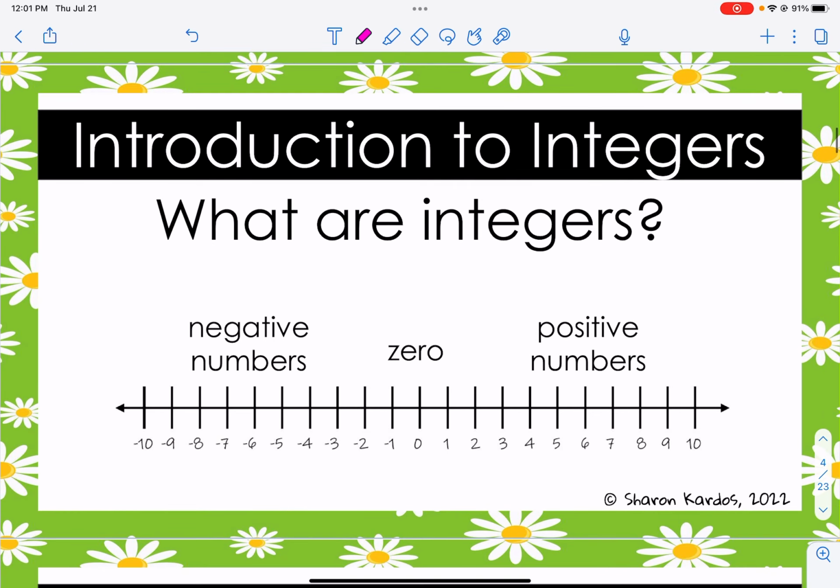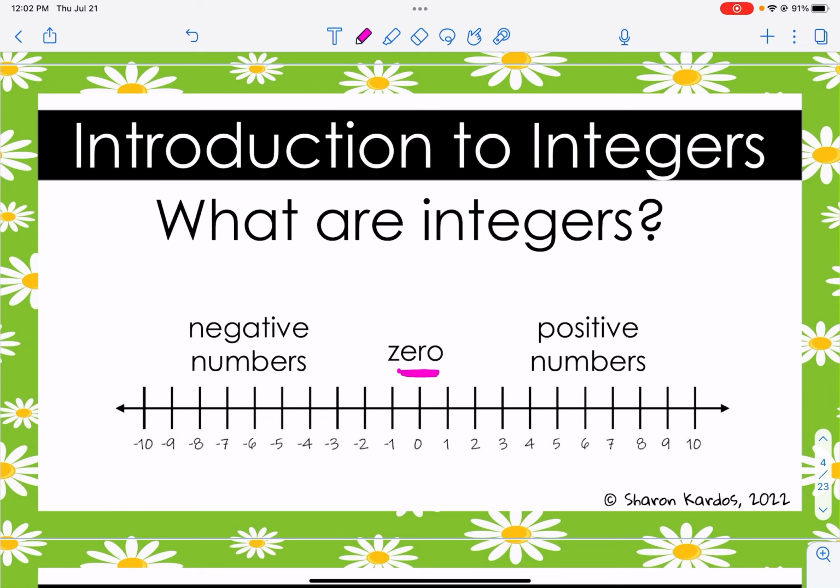If you're a visual learner, here is a graph that may help you understand it a little bit better, to just be able to see it. 0 is an integer, remember, but it is neither negative nor positive. All your positive numbers and all your negative numbers. These are whole numbers. If you look at the numbers along the bottom, you will not see any fractions or decimals.